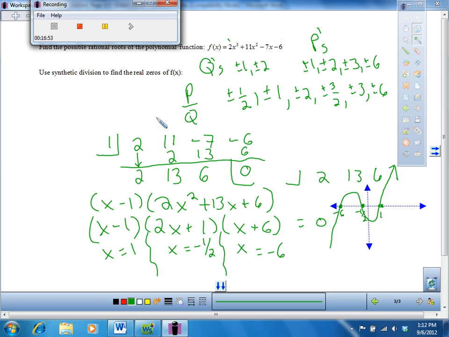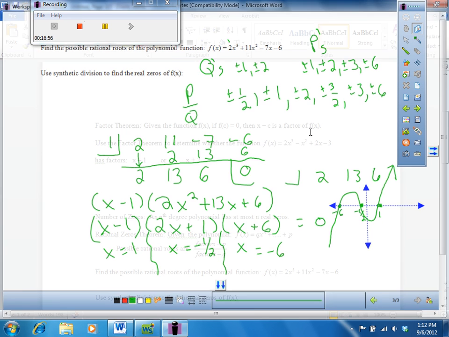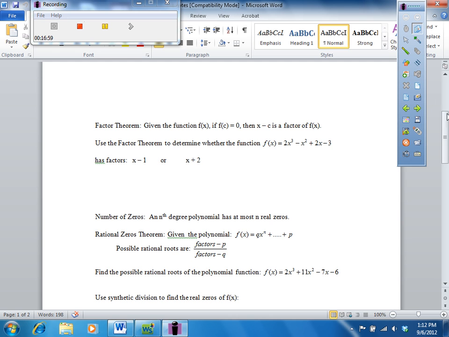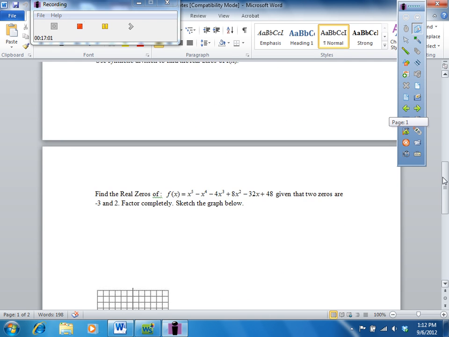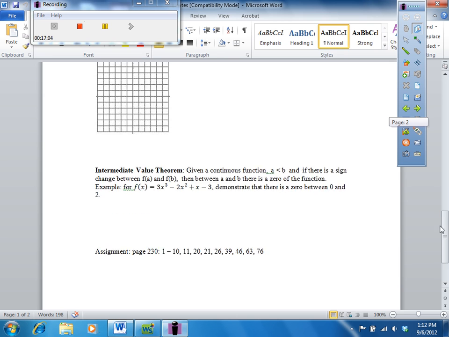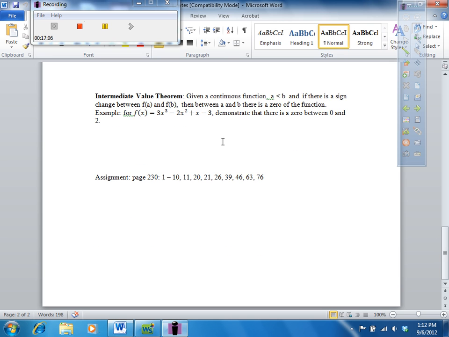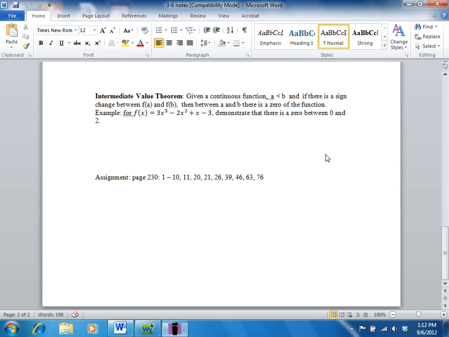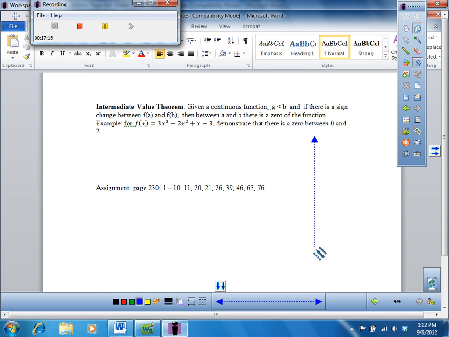I could teach you the intermediate value theorem in 4 minutes. All the intermediate value theorem says, and this is another way of locating roots, is that if you have a continuous function where a is less than b, and if there is a sign change between a and b, there has to be a zero between those two numbers for the function.